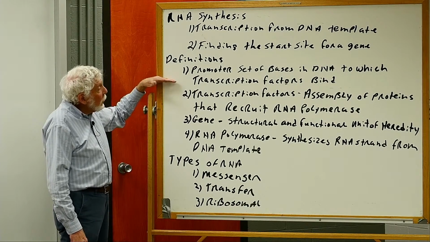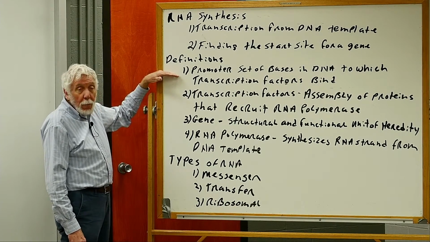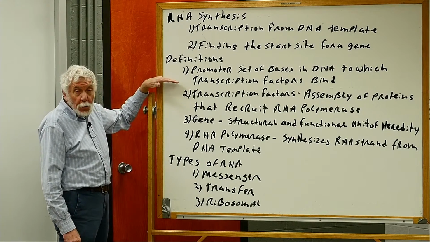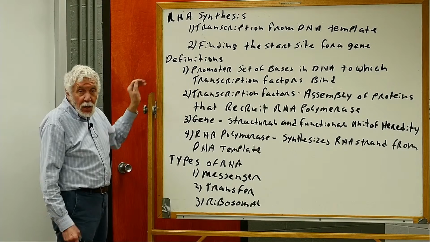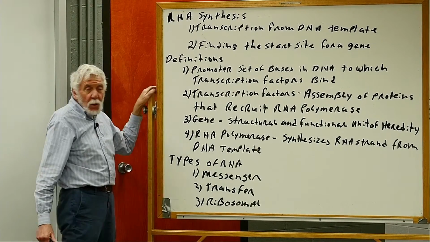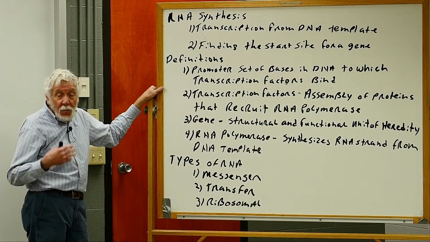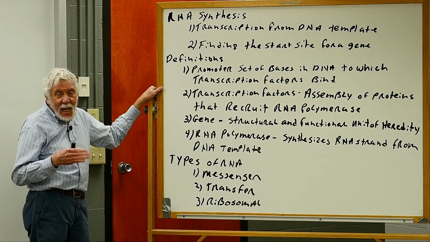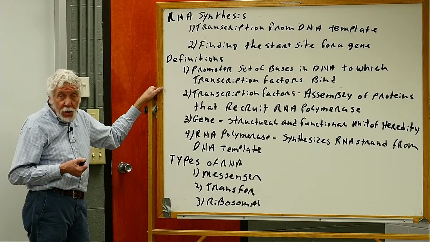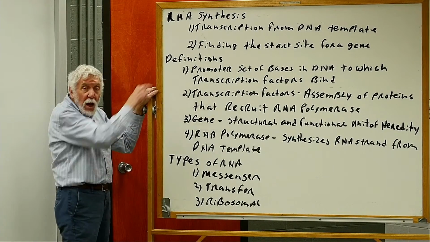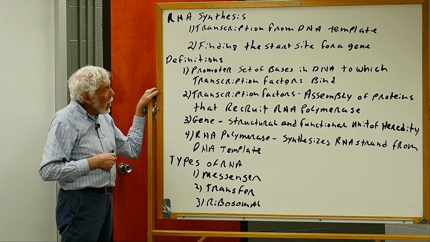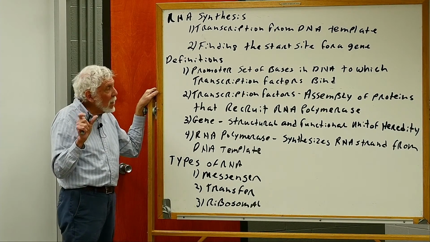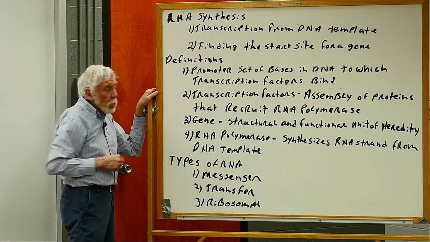The first definition I'm going to tell you about is a promoter. A promoter is a set of bases in the DNA to which transcription factors bind. Usually this is a consensus sequence of bases. The most common of all is the TATA, known as the TATA box. Usually it's TATA followed by a couple of other purines. But there are a number of other promoters. That's simply the most common. What they are is a consensus sequence of bases to which transcription factors bind.